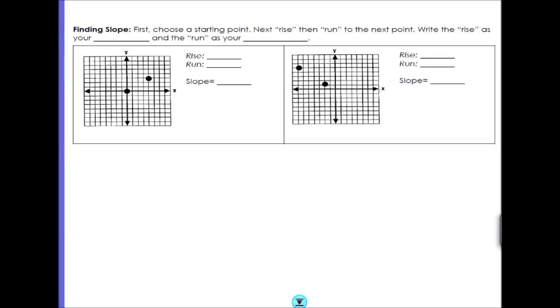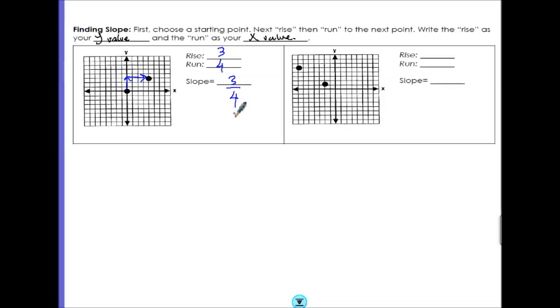Here is a quick review of last class. Whenever we were finding the slope, we will first choose a point, then we will rise and then run to find the next point. We would write the rise as your y value and then write the run as your x value. On the first example here, our rise would be 3 units, run would be 4 units. So 3 to 4, slope would be 3 over 4.